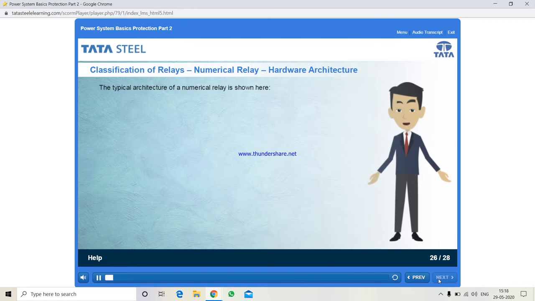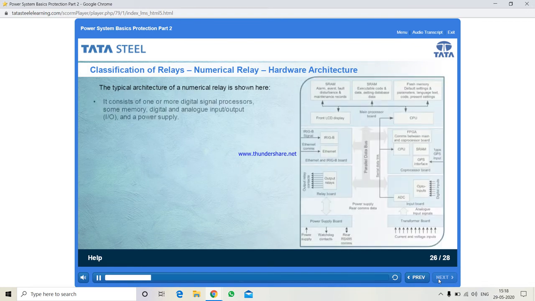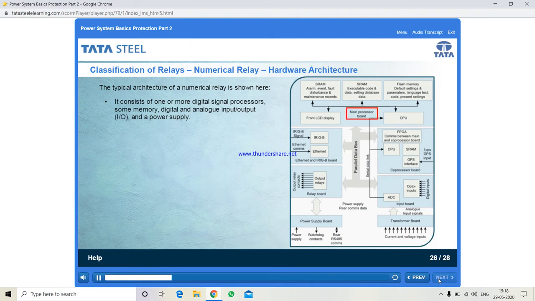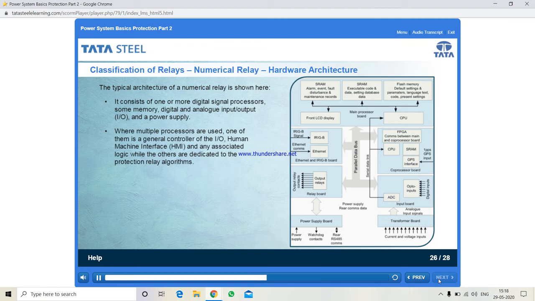The typical architecture of a numerical relay is shown here. It consists of one or more digital signal processors, some memory, digital and analog input or output, I/O, and a power supply. Where multiple processors are used, one of them is the general controller of the I/O, human-machine interface or HMI, and any associated logic, while the others are dedicated to the protection relay algorithms.